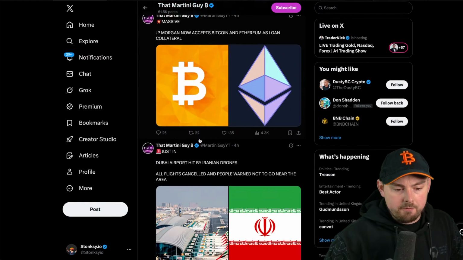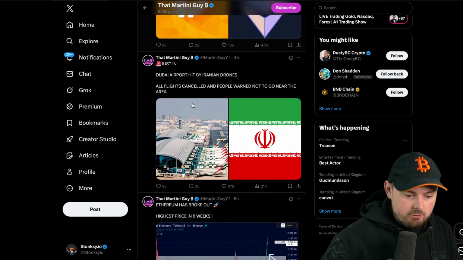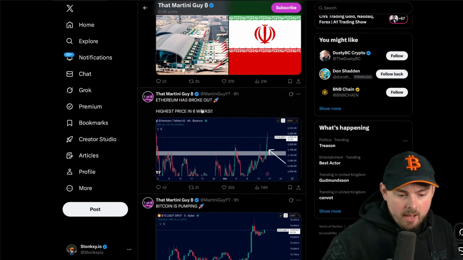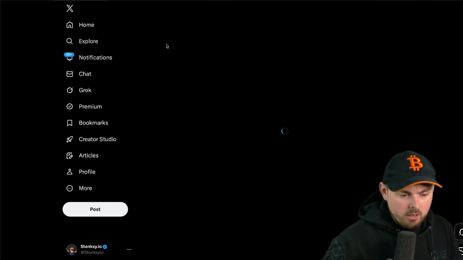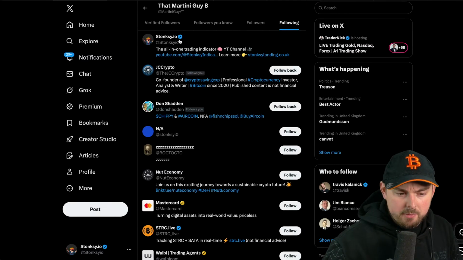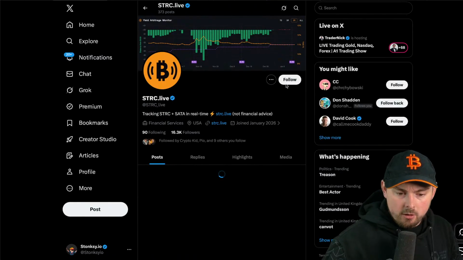And yeah, obviously a few other bits of news. JP Morgan now accepts Bitcoin and Ethereum as loan collateral. Dubai airport got hit again by Iranian drones. What I am keen to keep an eye on, and I know I can get to it from this bit, I think. Here, this is the one I want. So let me follow this on the Stonksy account.